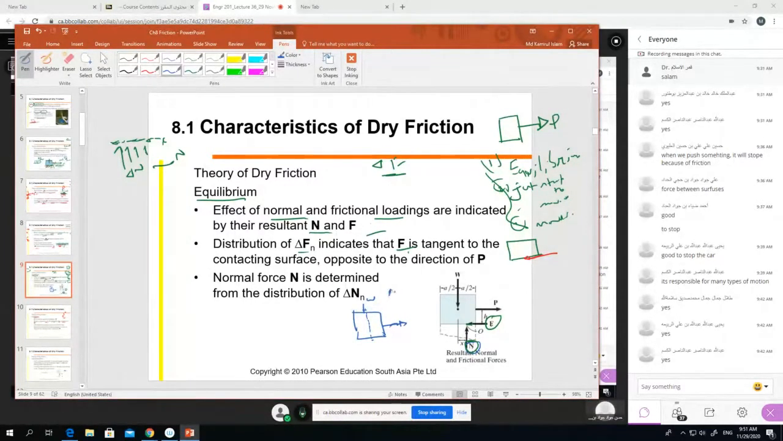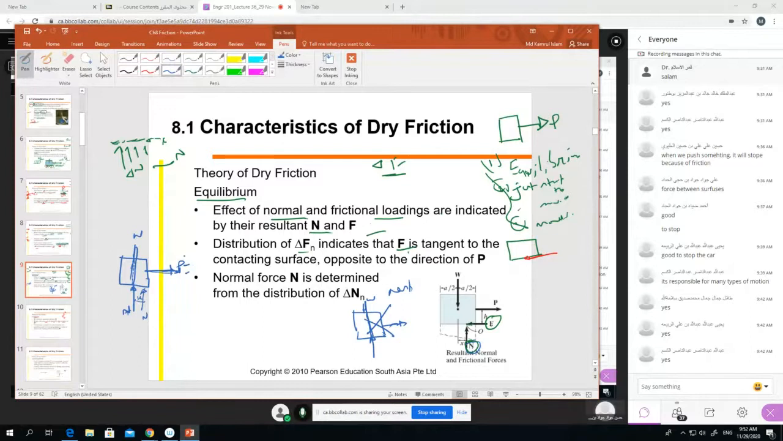at the rest position, N will be directly on the same line as W. I will draw it again to make it clear. If this is W, W will be working just at the middle, and N will also be on the same line as W. But when you start to apply P, the force is trying to pull the block, and N also tries to shift. Suppose N shifts from here to here, and this distance is x.